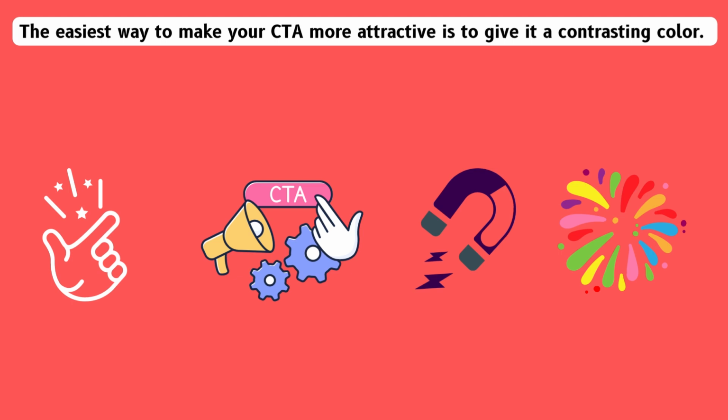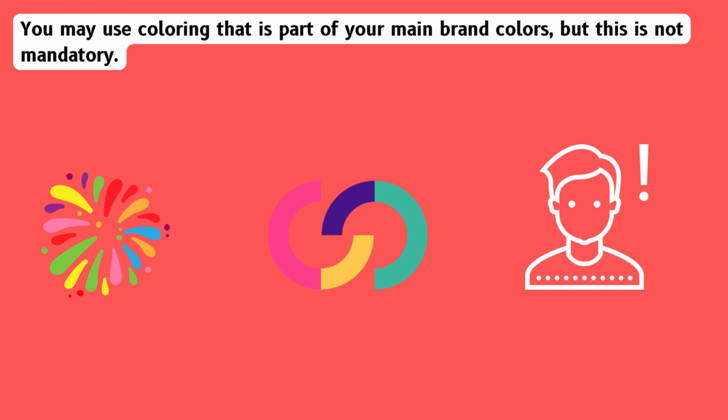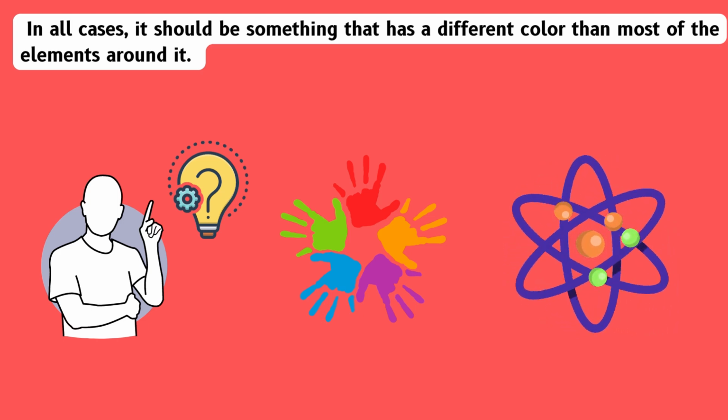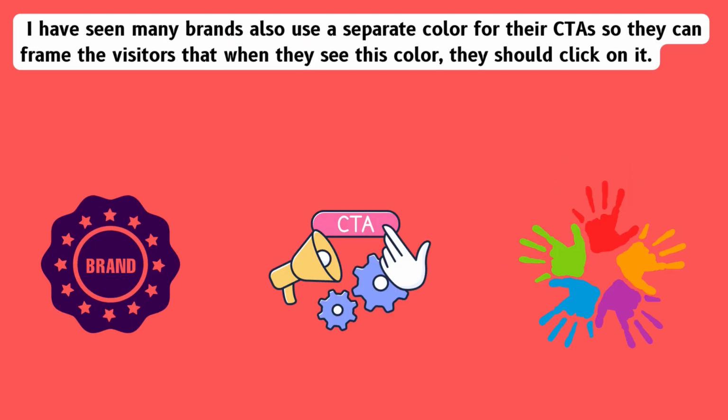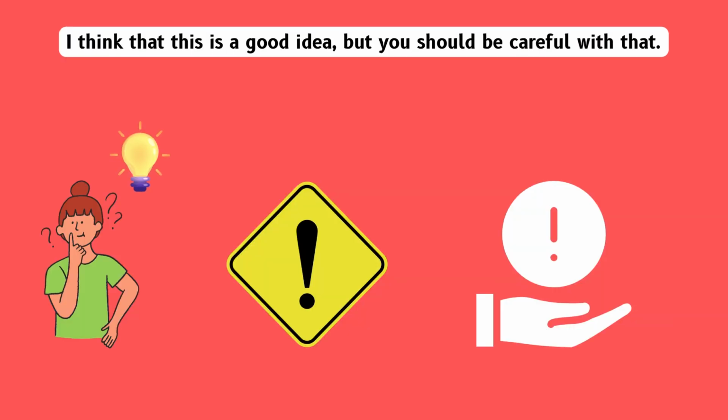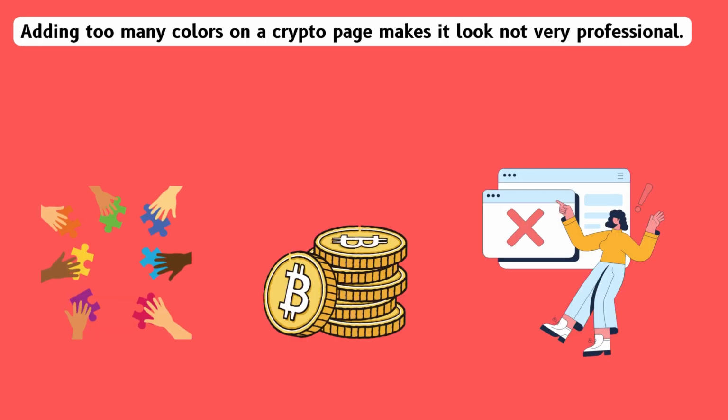Color. The easiest way to make your CTA more attractive is to give it a contrasting color. You may use coloring that is part of your main brand colors, but this is not mandatory. In all cases, it should be something that has a different color than most of the elements around it. I have seen many brands also use a separate color for their CTAs so they can train the visitors that when they see this color, they should click on it. And then they follow this color rule on all of their pages. I think that this is a good idea, but you should be careful with that. Adding too many colors on a crypto page makes it look not very professional.